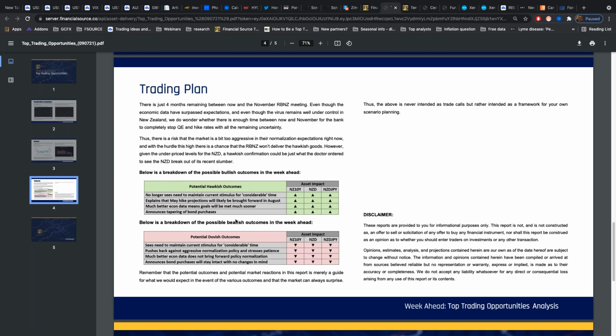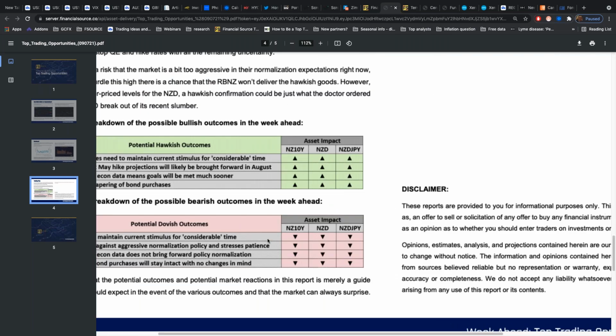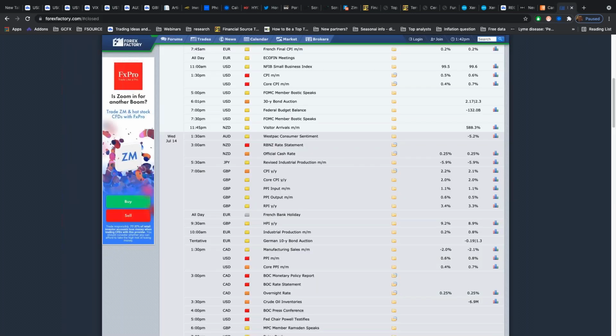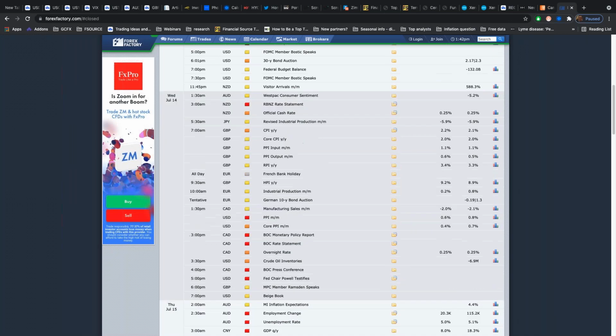And I'd look at going either short New Zealand dollar yen or long Aussie New Zealand dollar. So look at that. That's what you need to do. If you haven't seen this, just take a quick screenshot of that, and then you can get yourself ready for the event. Okay. So big event on Wednesday, well worth looking at.